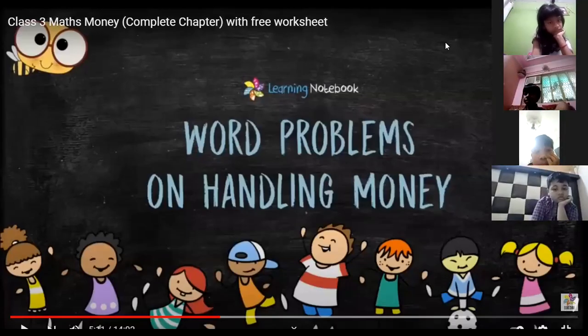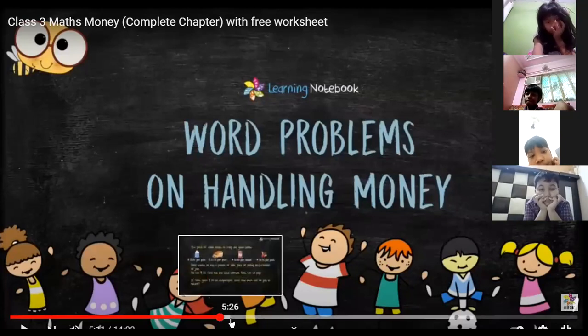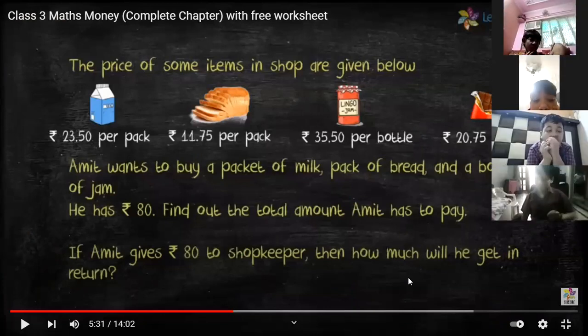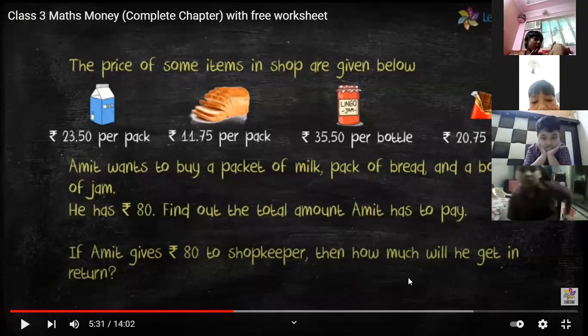Okay, beta. So as we are going to start today the word problems on handling money. Ma'am has just shown you the first example here. We are just going to discuss this particular example. Suppose there are a few items over here, and the first one is the milk bottle. The second one is the bread. Third one is the bottle of jam, and the fourth one is the chocolate.